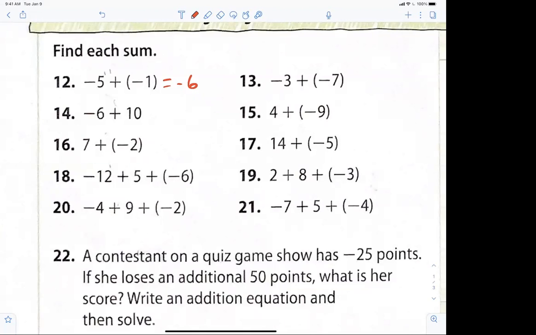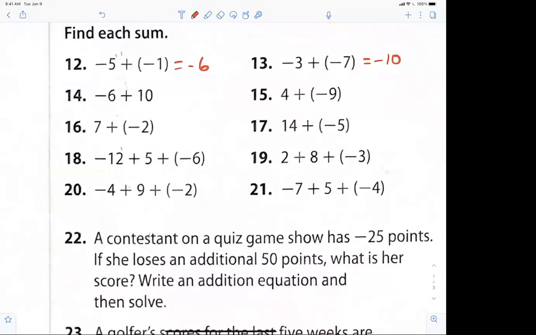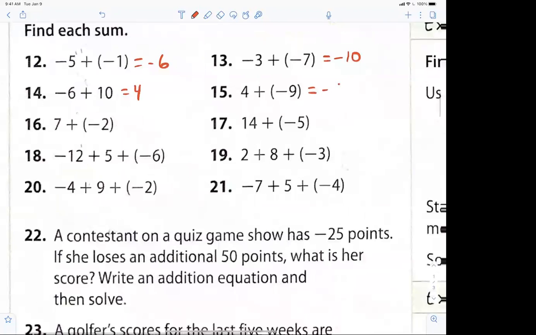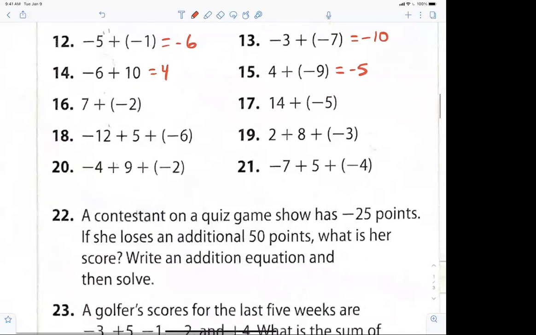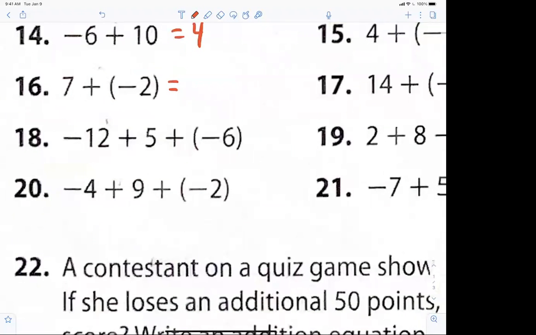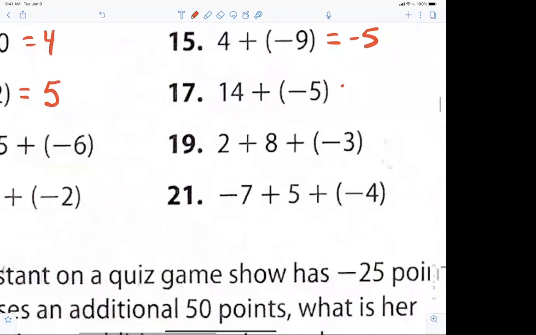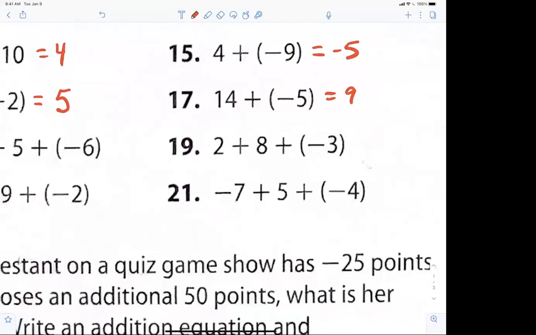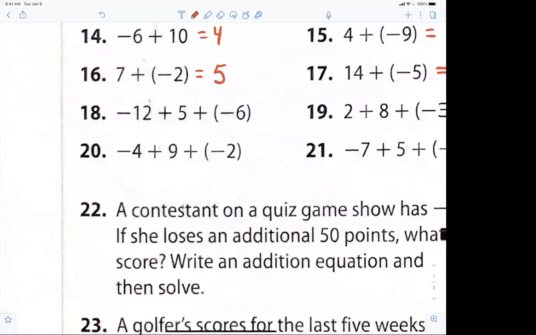Okay. Here we go. -10. I'm liking that. -10. 4. 4 is good. All right, Madison, back over to you. -5. I like that. 5. 5 is good. 9. 9 is good. Perfect timing, Maggie. Thank you for hurrying. Now it gets a little bit trickier because there's three, but you got this.